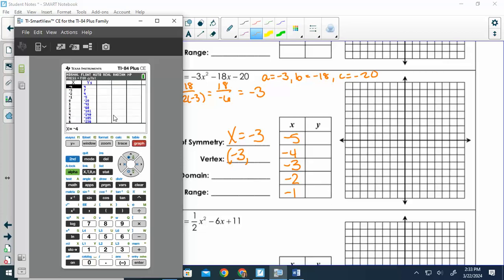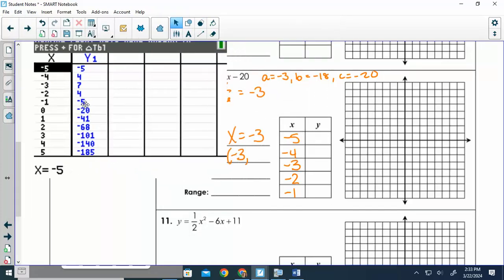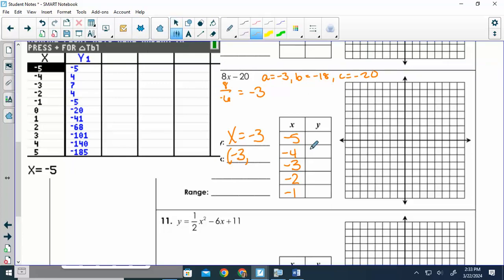If I go into my table, and we might have to go up or down to see the x's that we need. The first one I want is negative 5. So then we put in our points. We have negative 5, negative 5, negative 4, 4, negative 3, 7, negative 2, 4, and negative 1, negative 5. Alright, is everybody getting that?